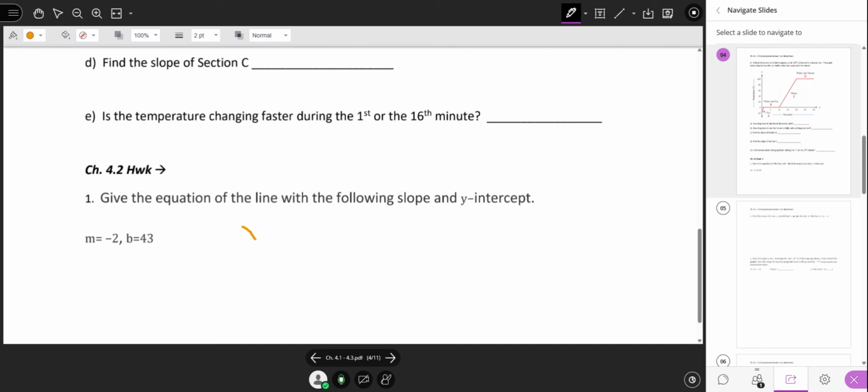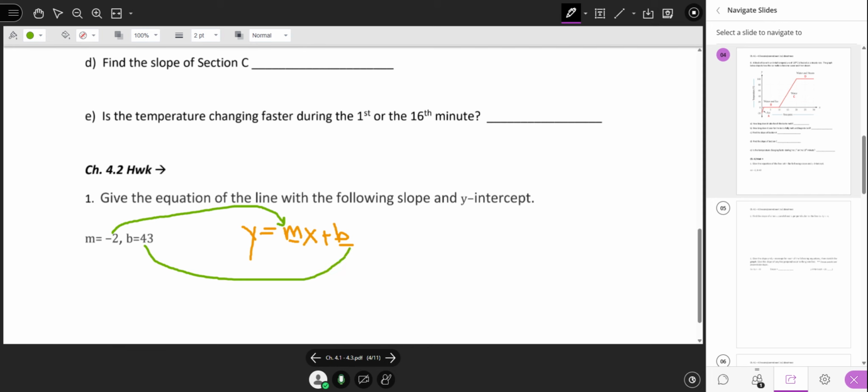The standard, not standard, but the slope intercept equation of a line, slope, y-intercept. Well, it told us what the slope was, that's m. It told us what the y-intercept is, that's b.